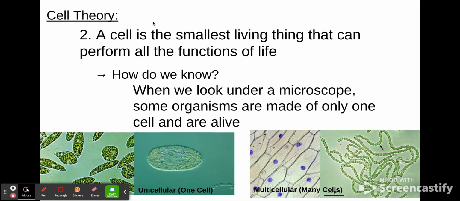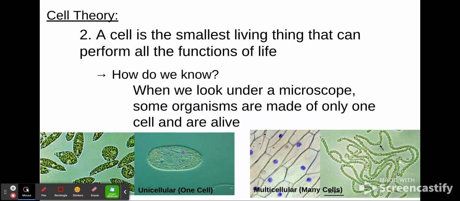So from this, a cell is the smallest living thing that can do all those 7 characteristics of life. So how do we know? When we look under a microscope, we see organisms that are made of only 1 cell. The smallest thing we can find that's still alive is only made of 1 cell. Again, pause here if you need to write this down.